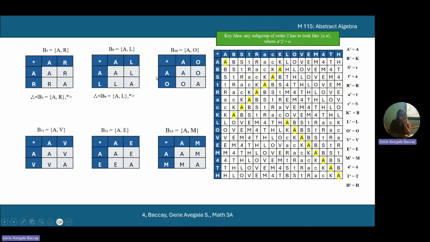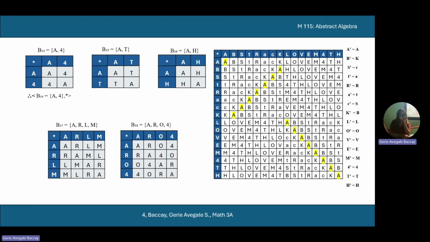So any subgroup of order 2 will always look like this and automatically follows the subgroup rules. Therefore, B sub 10 is a subgroup, B sub 11 is a subgroup, B sub 12 is a subgroup, B sub 13 is a subgroup. Same with B sub 14, B sub 15, and B sub 16. B sub 15 is a subgroup and B sub 16 is a subgroup.